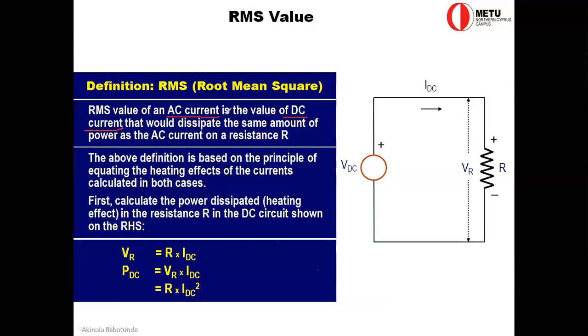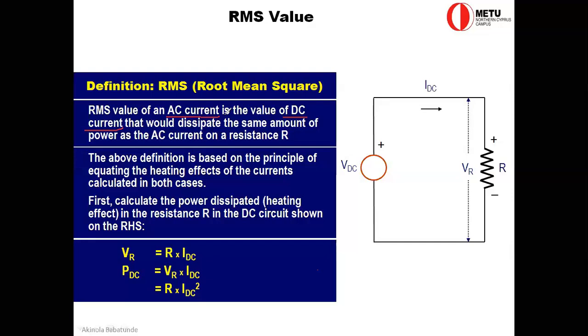The above definition is based on the principle of equating the heating effect of current calculated on both sides. Dissipating means that you're losing energy, you're losing power, you're losing energy in the form of heat to the environment.